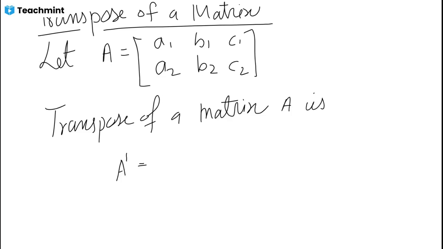To find the transpose of a matrix, we just convert either rows into columns or columns into rows. So let's convert rows into columns: A1, B1, C1, A2, B2, C2. This is the transpose of matrix A. Next topic is trace of a matrix. Then we'll do addition, subtraction, and multiplication.